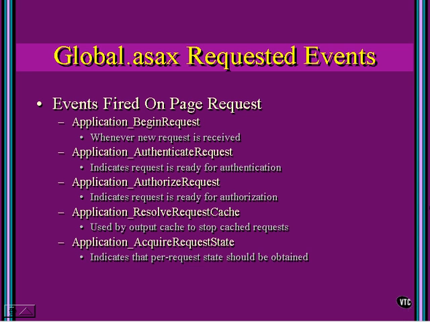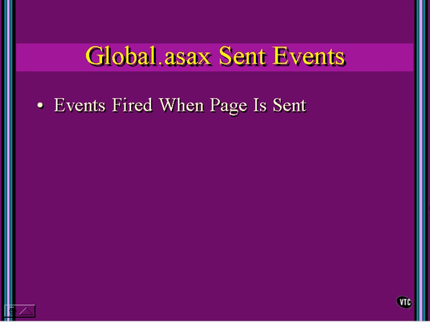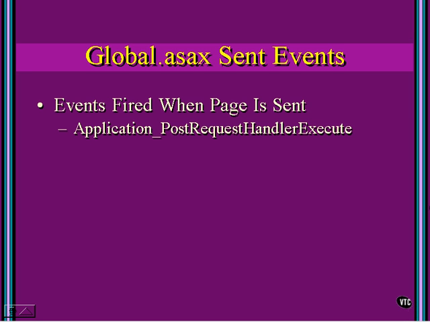AcquireRequestState. This indicates that a per-request state should be obtained. And then there's an event called PreRequestHandlerExecute. And this says that the handler is about to execute. Now, when a page is sent, these events get fired. There's a PostRequestHandlerExecute. This fires after the request is complete.